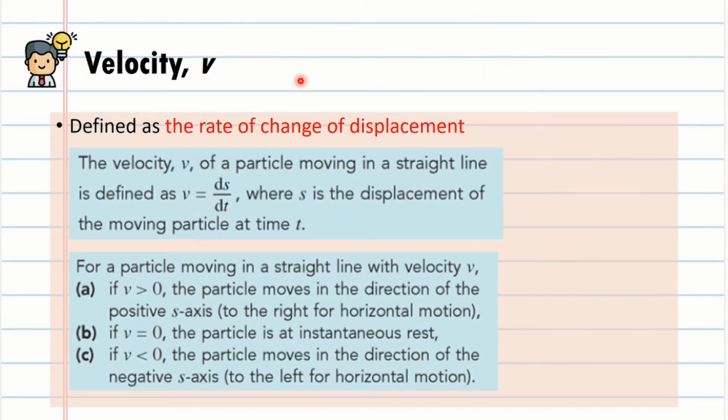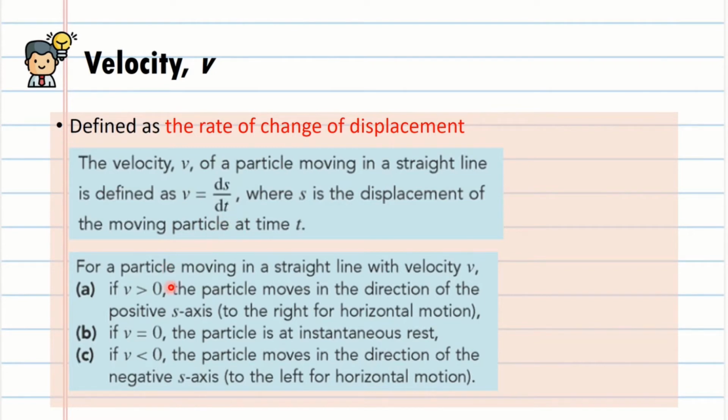Next, we take a look at the concept of velocity, where we use the symbol v to represent velocity. It is defined as the rate of change of displacement. So it is about how much displacement changes according to time. That is what rate actually means. In other words, velocity is the differentiation of displacement itself. There is a very long definition over here, but let me just summarize it: the focus is that velocity is the differentiation of displacement.